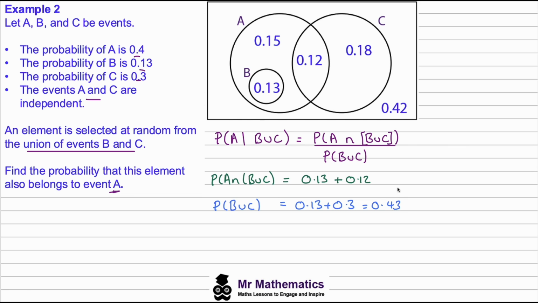So if we go back to our question, A intersecting with B in union with C, this will be the 0.25 divided by the 0.43. And this will give us 25/43. Okay? Let's try one more question.